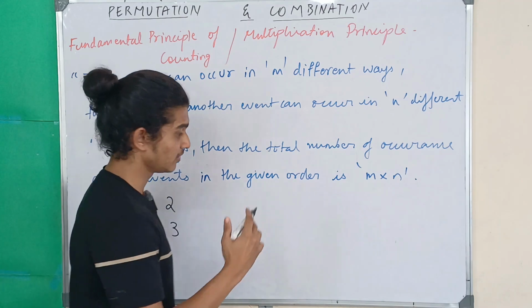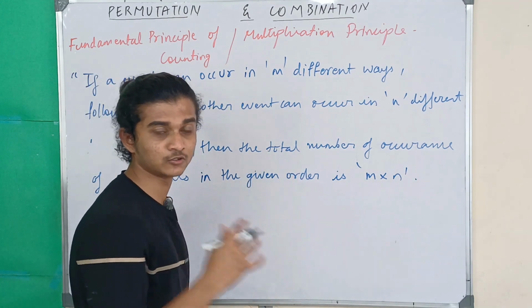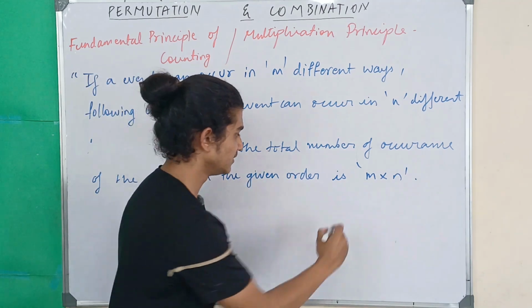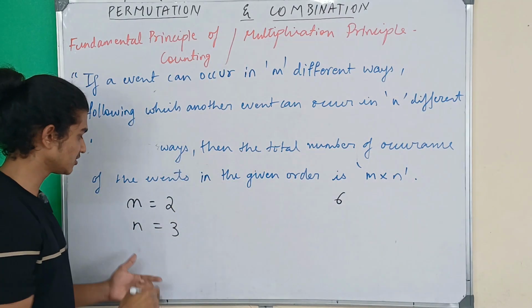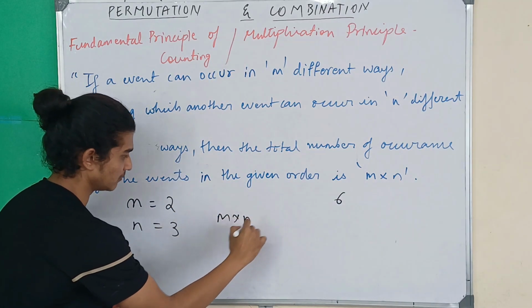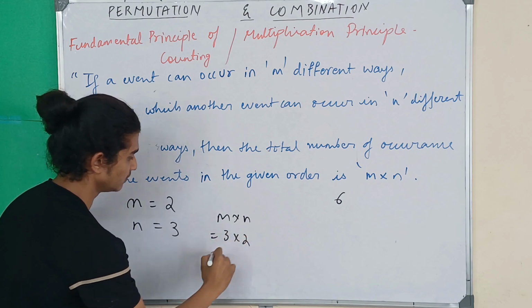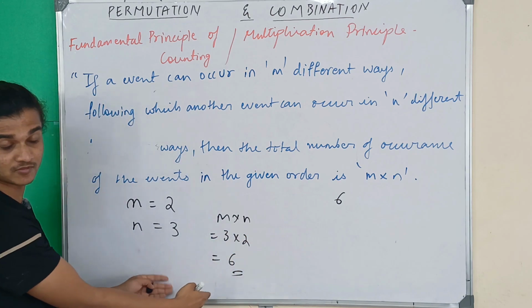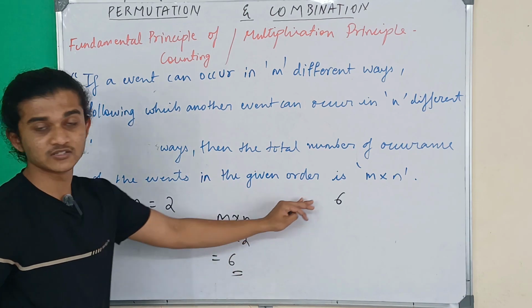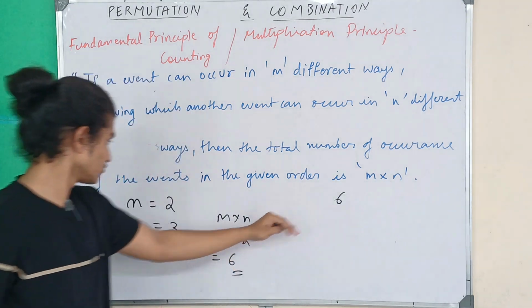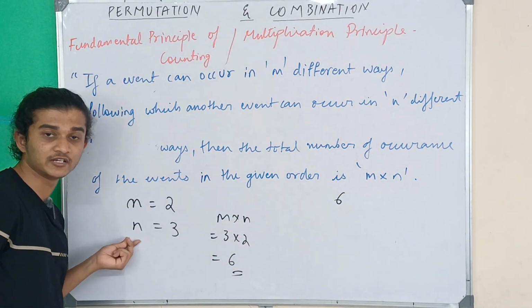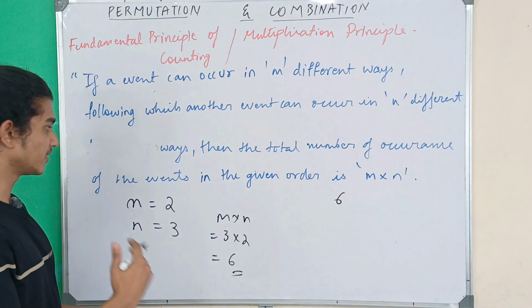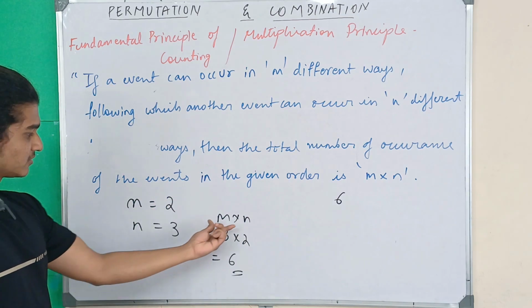So we found by the hit and trial method that the total number of dresses possible was 6. By using this multiplication principle, we can say, just by multiplying these two numbers, 3 into 2, that it's 6. So we got it just by using the multiplication principle instead of the hit and trial method. Basically, if one event occurs in m different ways and another event occurs in n different ways, the total number of occurrences of the events is just m into n.